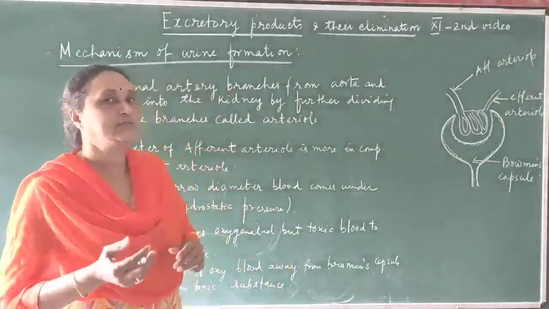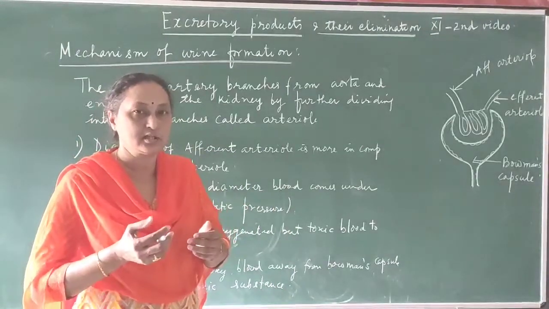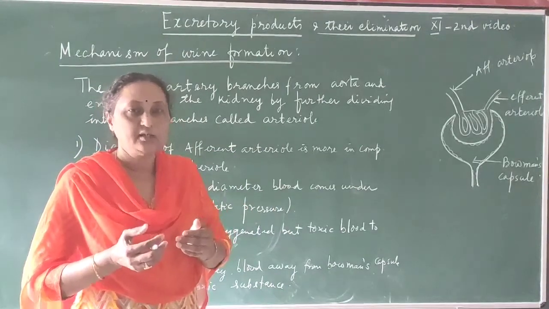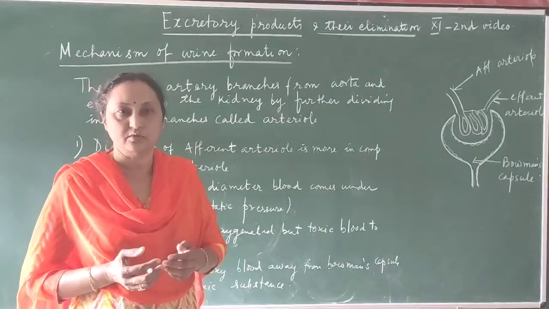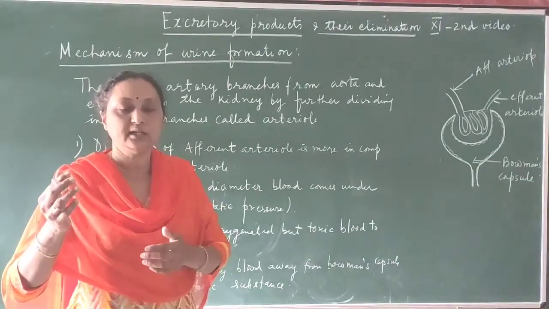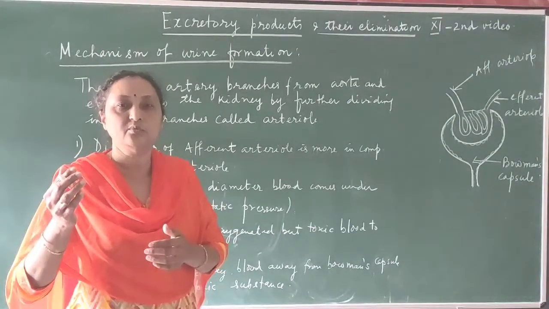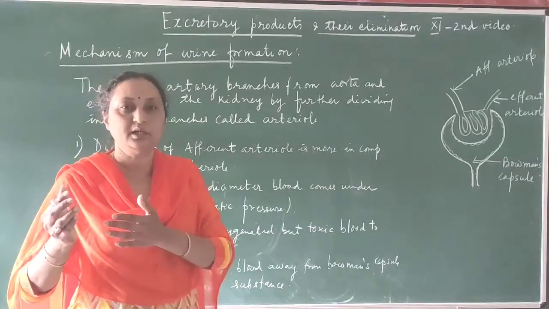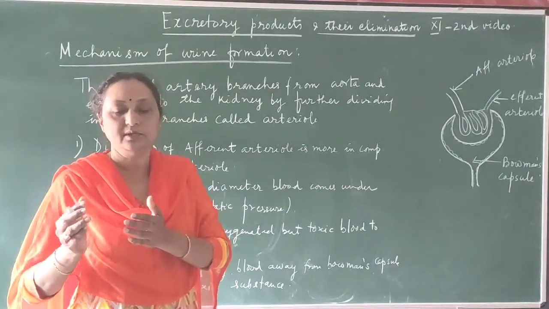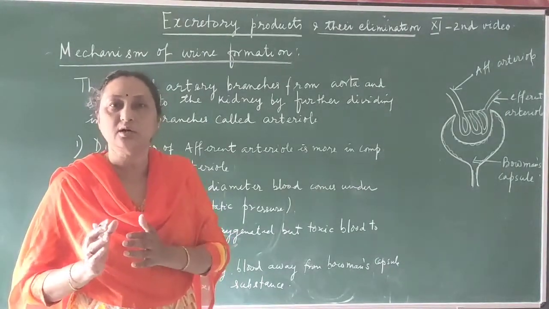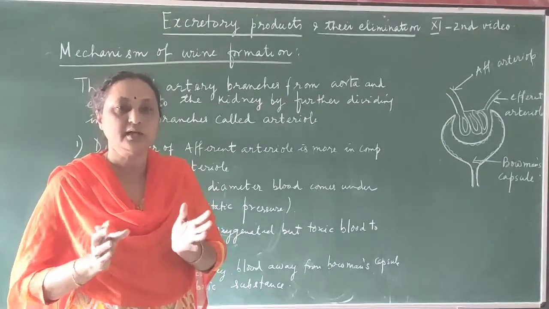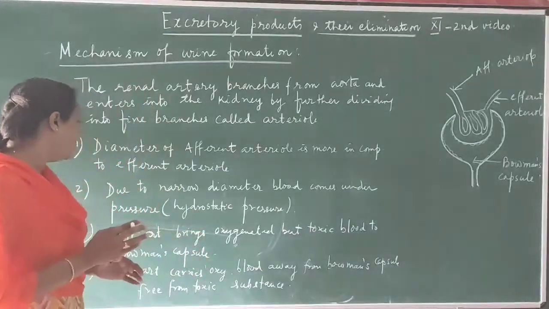Also, the afferent arteriole brings oxygenated blood, but the blood has toxic compounds. And the efferent arteriole, after the filtration of the blood in Bowman's capsule, carries oxygenated blood which is free from toxic compounds. So that is the difference between the afferent and the efferent arteriole.